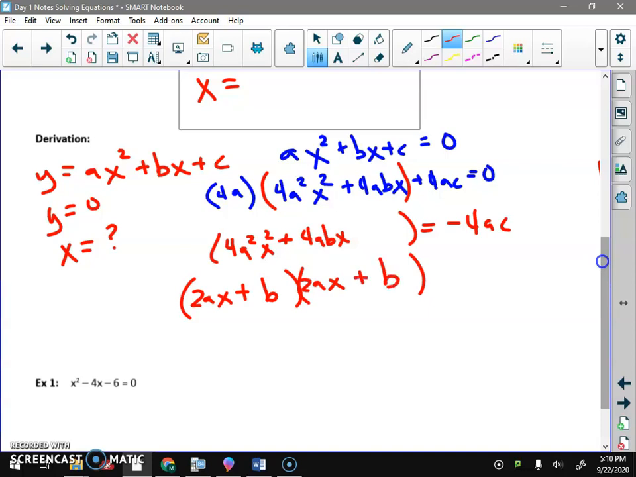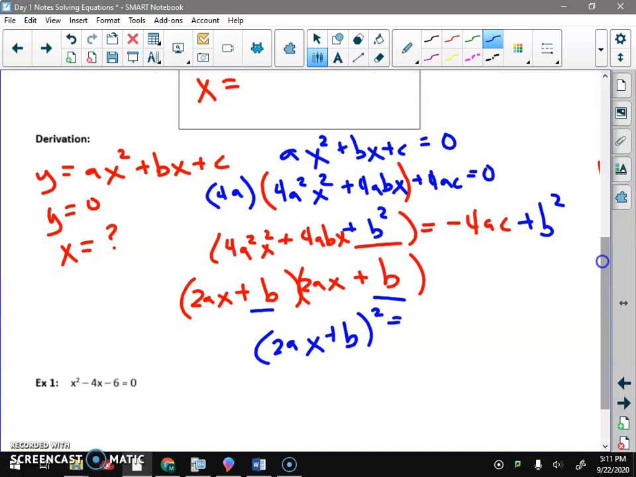So let's do the firsts, outers and inners and see what happens if we fill that hole with b. 2ax times 2ax is 4a squared x squared. 2ax times b is 2abx. 2abx plus 2abx is 4abx. Then what does that mean when we halved it and squared it? We filled in with a b times b, which is b squared. And if we add a b squared to that side, we've got to add a b squared to that side. Now, what does that give us? This thing right here, 2ax plus b quantity squared equals, and I'm going to rewrite the right side the other way, the positive term first, b squared minus 4ac.